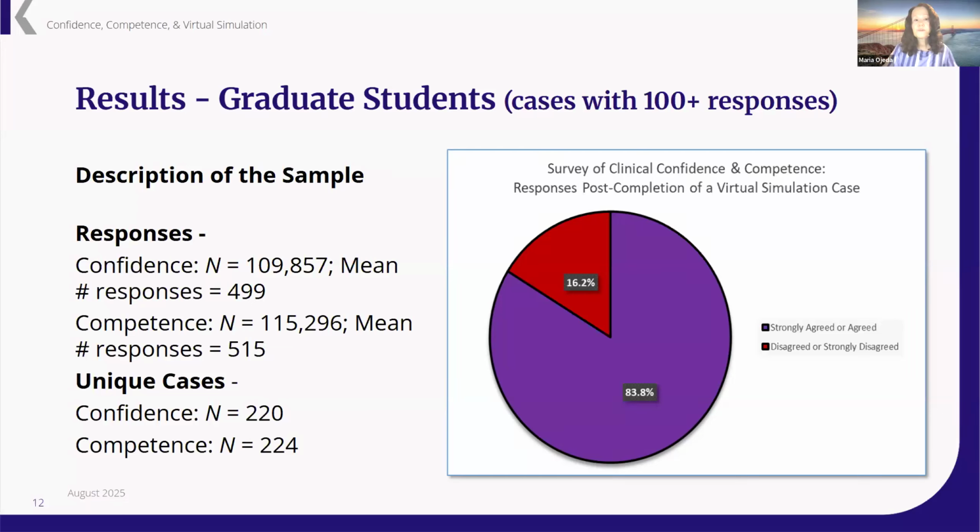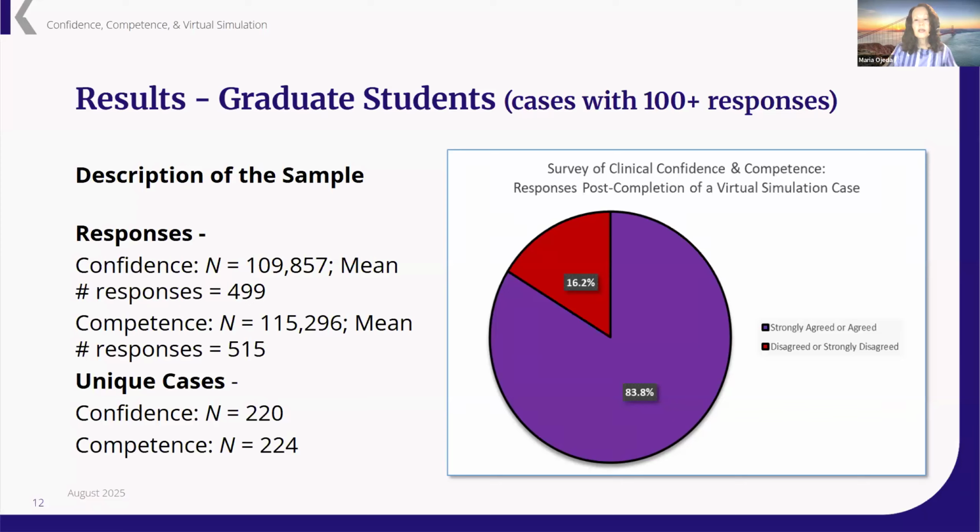So we collected a total of 109,857 responses to our question about clinical confidence. The average number of responses to each case was 499, and the number of unique cases represented in the data set was 220. To our question about clinical competence, we received a total of 115,296 responses. The average number of responses to each case was 515, and the number of unique cases represented was 224.